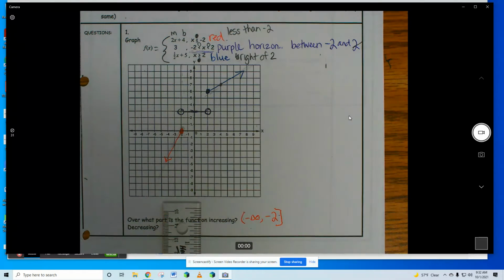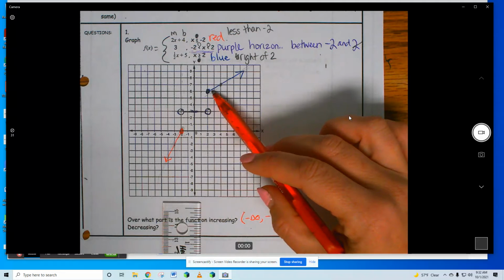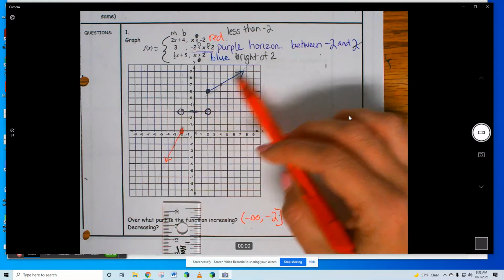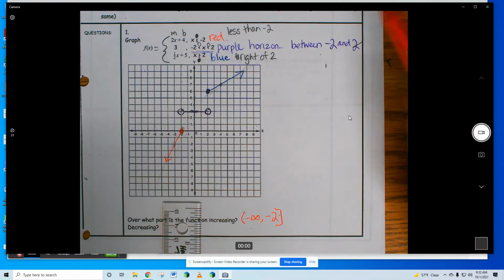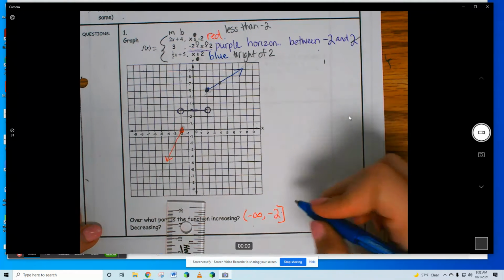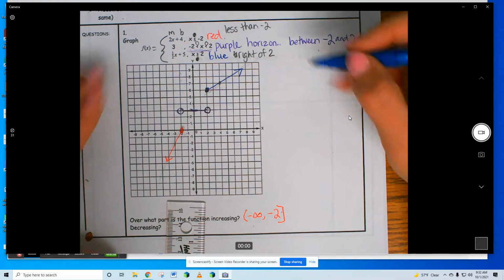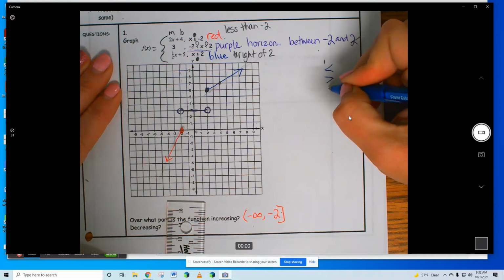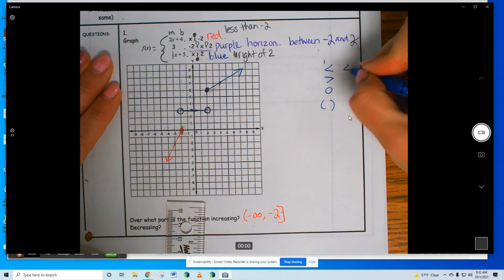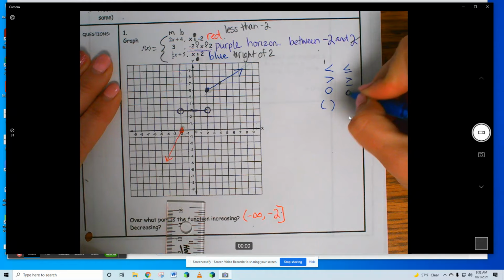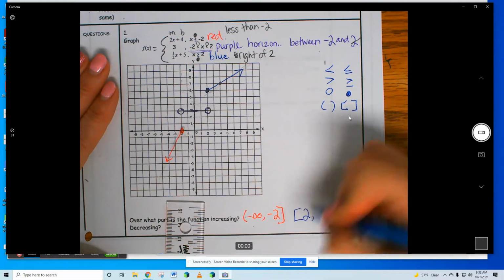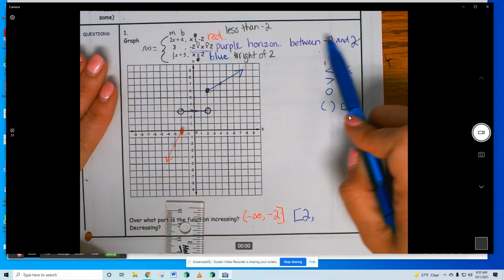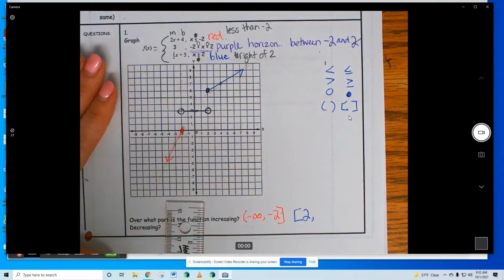Also, my line increases. This blue line, where does it begin and where does it go to? It begins at 2, and is it a bracket or a parentheses? Less than, greater than, open circle, and parentheses. Less than or equal to, greater than or equal to, closed circle, bracket. Bracket, +2, and then it goes up to the right, forever to the right, which is positive infinity.